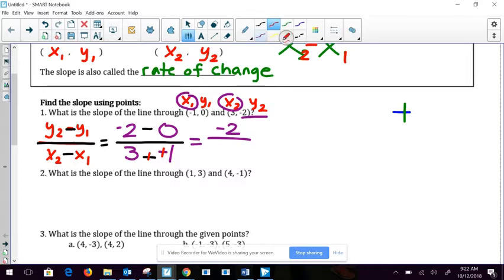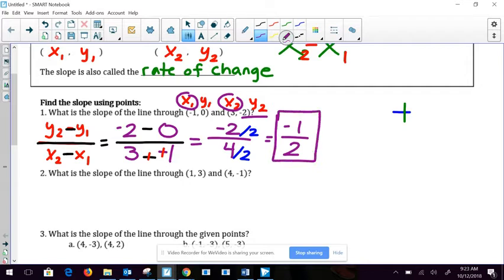So looking back to our equation here, what is 3 plus 1? You guessed it, it is 4. Whenever you do slope, you always want to reduce that fraction. So what can you divide both -2 and 4 by? Good job, you can divide them both by 2. -2 divided by 2 is equal to a -1, and 4 divided by 2 is equal to 2. And this is our final answer.